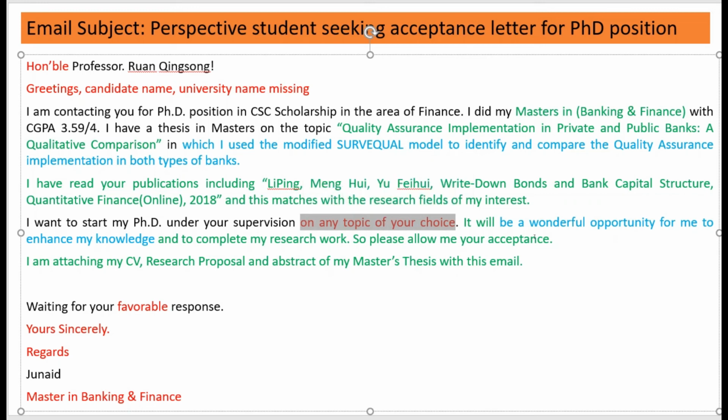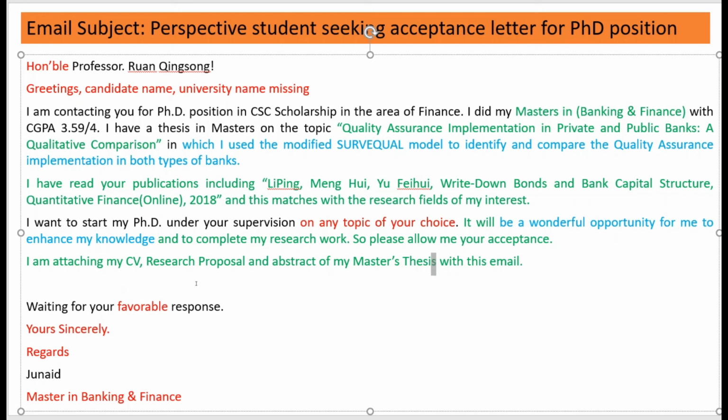And it will be a wonderful opportunity to enhance my knowledge and complete my research work. Maybe this one also should not be there, maybe this is extra, so you don't need to mention it. Okay, yeah, this is fine: I am attaching my CV, research proposal, and abstract. It is good if you attach an abstract or research proposal, maybe of your master's thesis. If you have a research proposal similar to the field or paper you are interested in, you can add it. Yes, it will be very good.